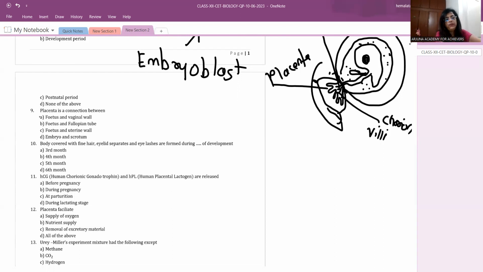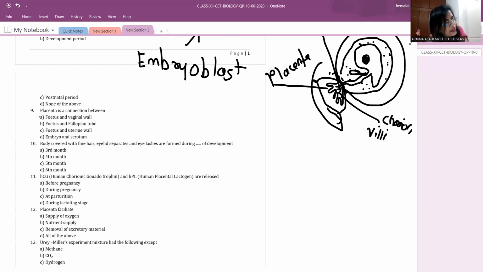Ninth question: the placenta is the connection between what? We have already discussed it. The placenta is a connecting link between the maternal blood and the fetus. The options are fetus and the vaginal wall, fetus and the fallopian tube, fetus and the uterine wall, embryo and scrotum. You can straight away remove the last option, D, embryo and scrotum. Why? Scrotum is a male reproductive part.